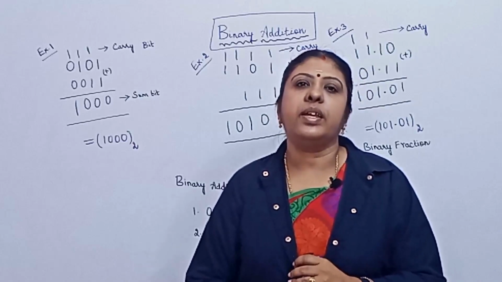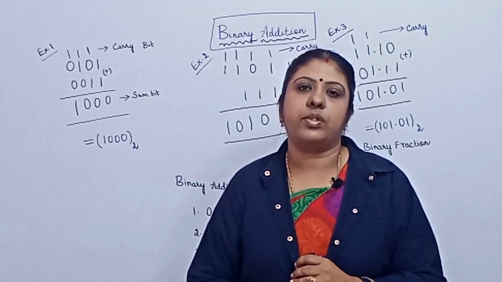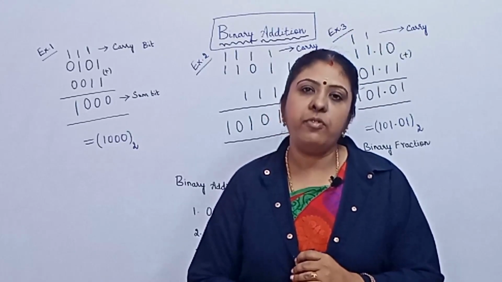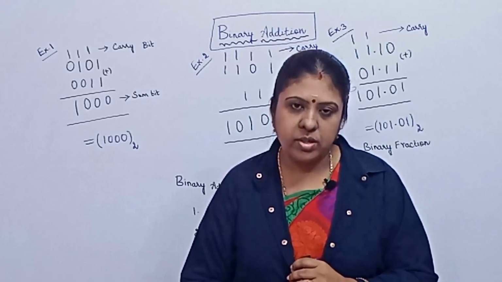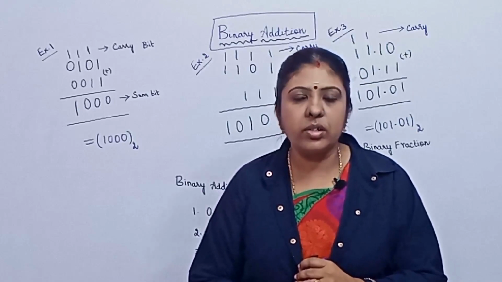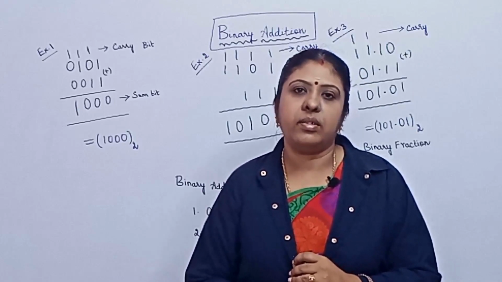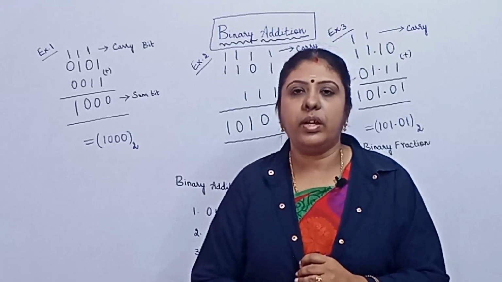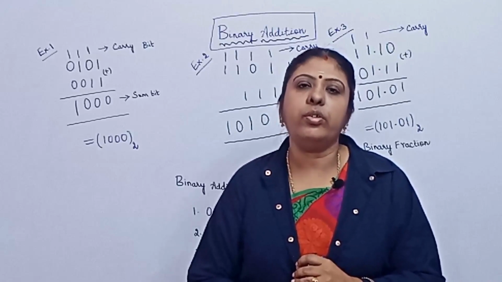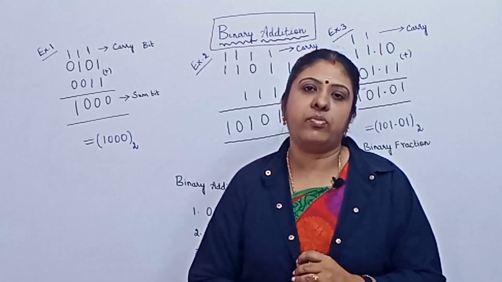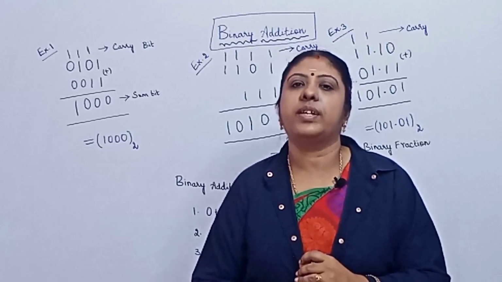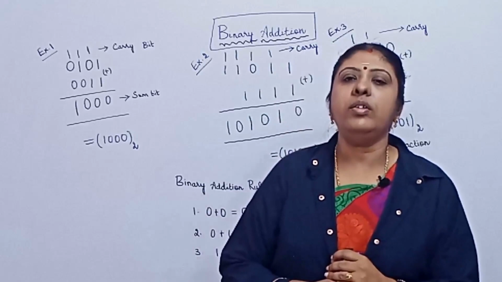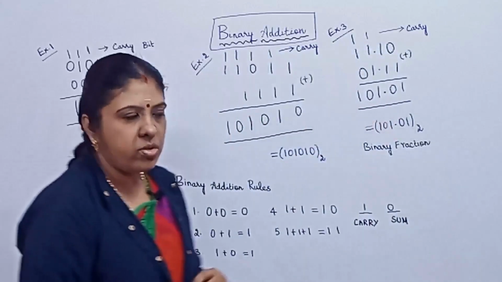Binary addition can be done in two simple steps. In the first step, you need to know the 5 simple binary addition rules. In the second step, you can directly solve the binary addition as an integer part and as a fraction part. In today's video, we will discuss 3 examples, 2 integer examples and 1 fractional example. Now we move on to step 1, the binary addition rules.